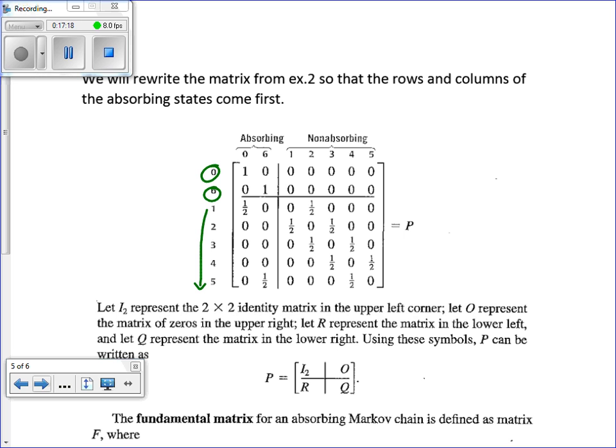And then we also want to put our columns. We can see the columns are that way. So we got 0 and 6 there in our columns as well, and then all of our non-absorbing states. So that we make what's called an identity matrix there in the top left-hand corner, that 1, 0, 0, 1. So we'll mark that off.